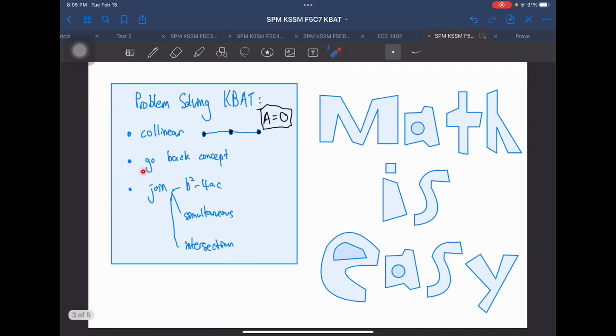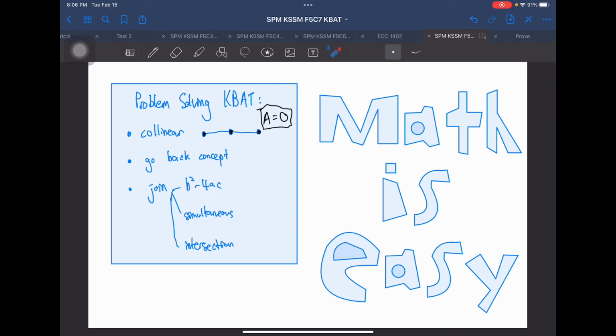The third point is that KBAT questions normally join all the chapters, like quadratic, where you use the discriminant formula to find the real solutions, b squared minus 4ac. If it's greater than 0, it means there are 2 real solutions. If it's equal to 0, it means there is only 1 solution. And if it's less than 0, it means there are no real roots.